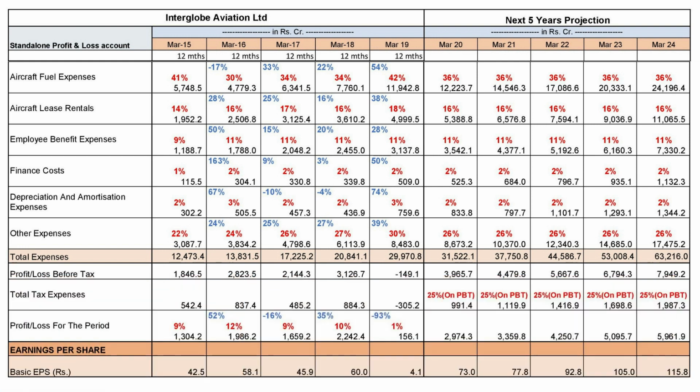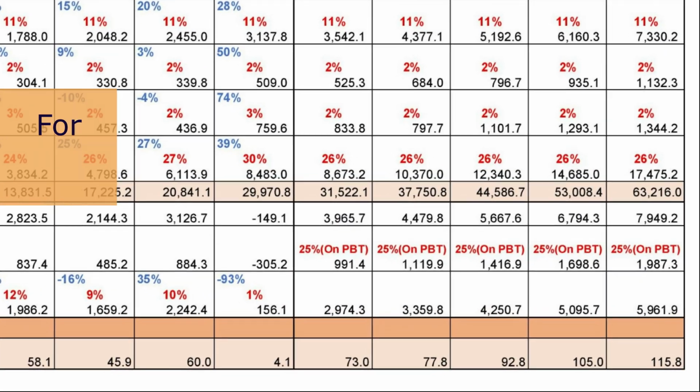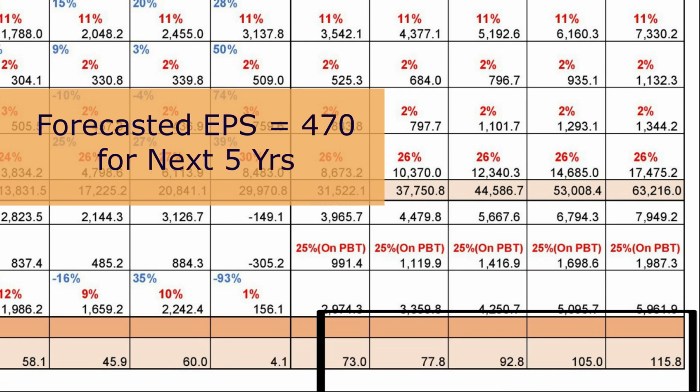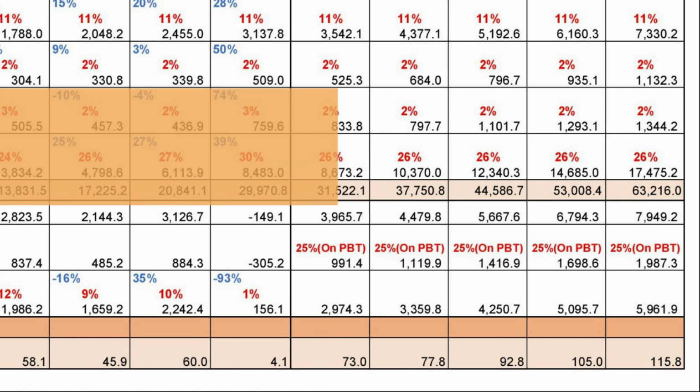Next, EPS, earnings per share. This is the result of net profit divided by total outstanding shares of a company. This is one of the most important variables in determining a share's price. Investors tend to invest in the stock which has good EPS and growing EPS too. In this case, the combined EPS is approx 470 for the next 5 years. So, whatever may be the price of a share now, with this forecast, investors feel that the share price may increase by 470 rupees for the next 5 years. Again, this is just an example.